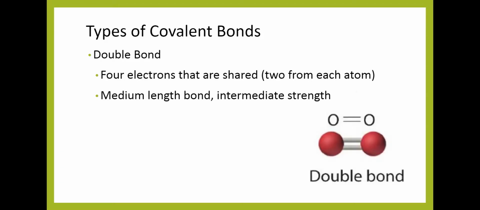Next, we have double bonds. This is when we have 4 electrons that are shared, or 2 from each atom. This is intermediate in both length and strength among the types of covalent bonds. And here we have oxygen, or O2, as an example.